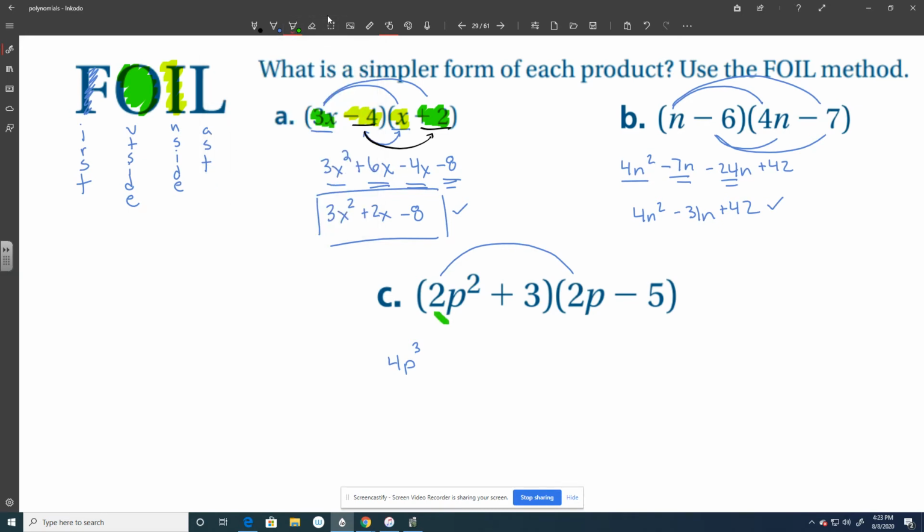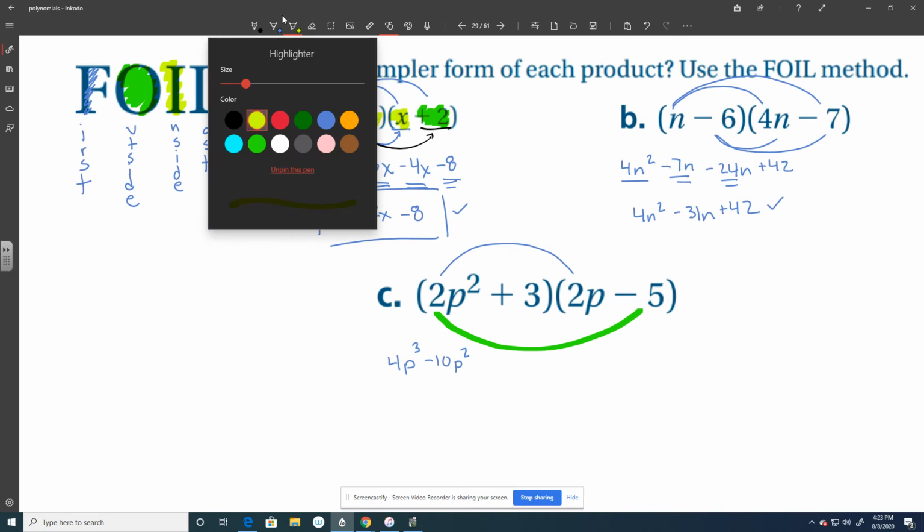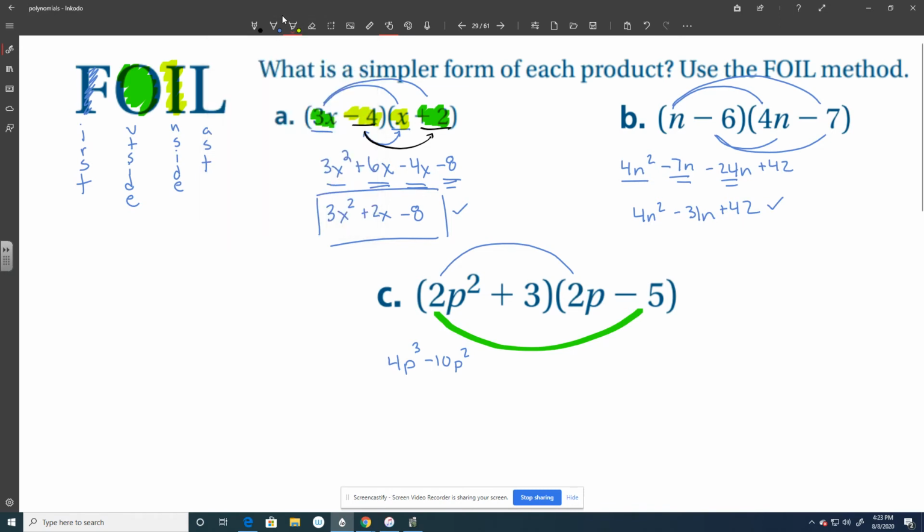Now let's take the outside. So let's take the outside one and multiply it by the other outside one. So that's 2p squared multiplied by -5. That's -10p squared. Now let's take the inside. So I'm going to take the two on the inside and multiply them together. 3 times 2p is 6p. And then I'm going to do last. I'm going to take my last one, my 3, and multiply it by my -5. So 3 times -5 is -15.